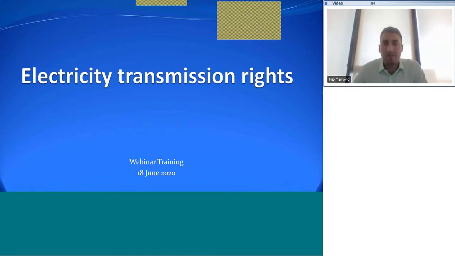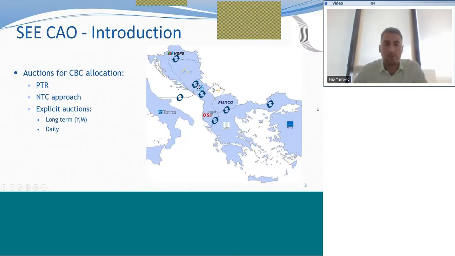At the beginning, I will make just a short introduction about SEE CAO, although I suppose that most of you are familiar with it, or at least I hope so. The Coordinated Auction Office in Southeast Europe is established by TSOs from the region with the aim of auctioning cross-border transmission capacities. Auctions that we perform are auctions of physical transmission rights based on the NTC approach, and they are explicit auctions on 3 time frames at the moment: yearly, monthly, and a daily time frame. We perform auctions on 7 borders covering the region from Croatia to Turkey.